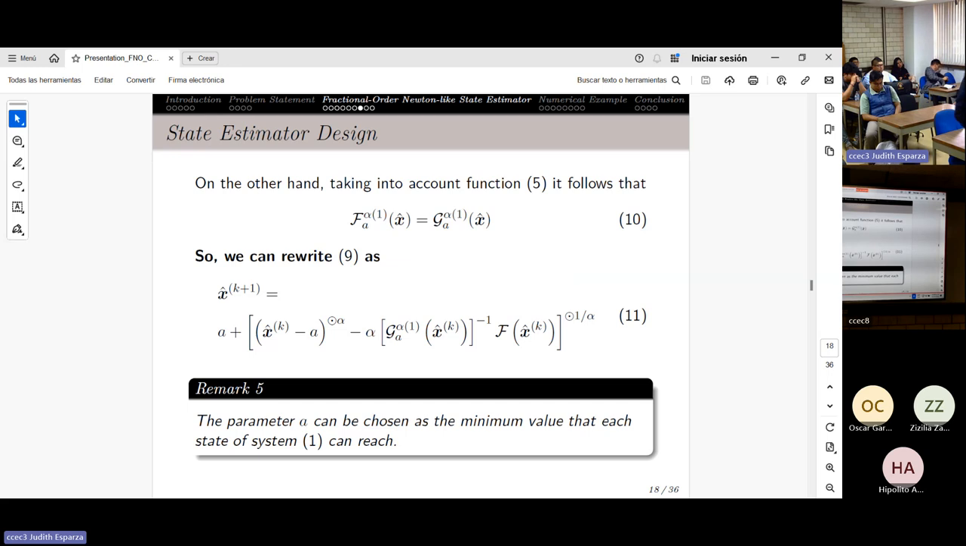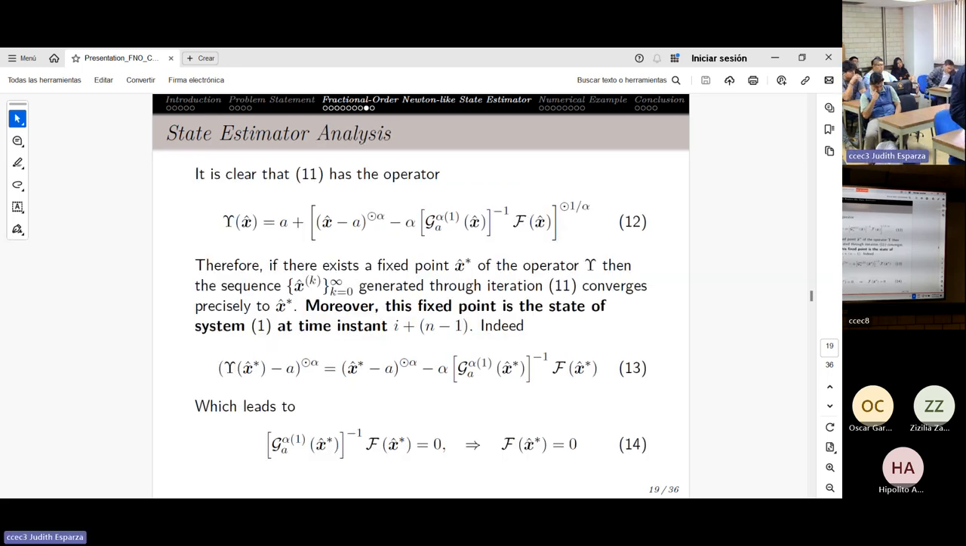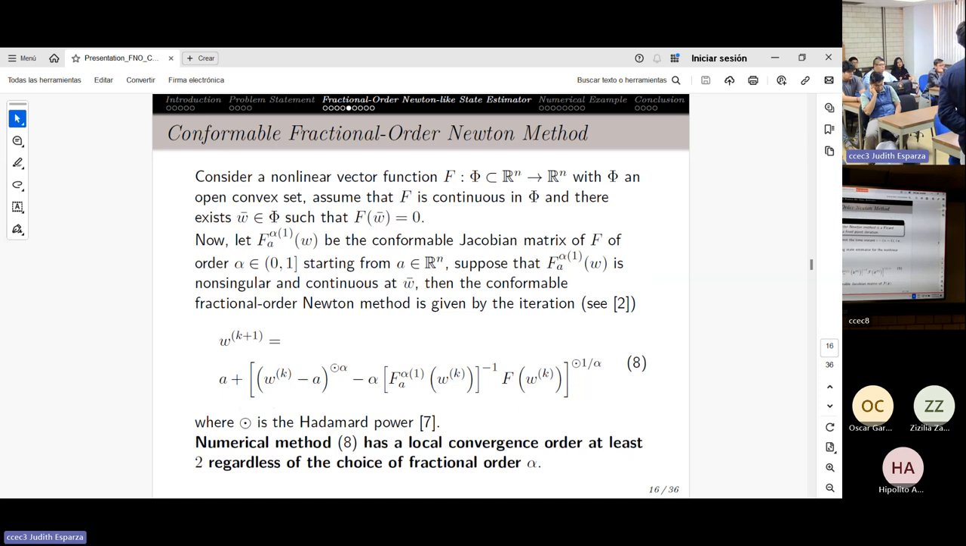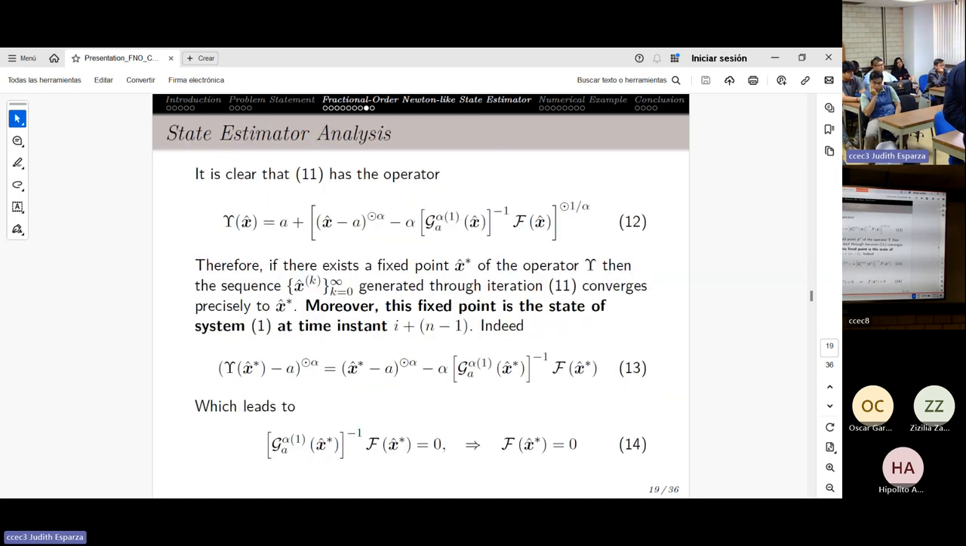Parameter A can be chosen as the minimum value that each state of the system can reach. It's clear that 11 has this operator, since this method is a simple Picard operator. So, if there exists a fixed point x of the operator, then the sequence generated through iteration 11 converges to the fixed point. Moreover, this fixed point is actually the state of the system at the time instant.